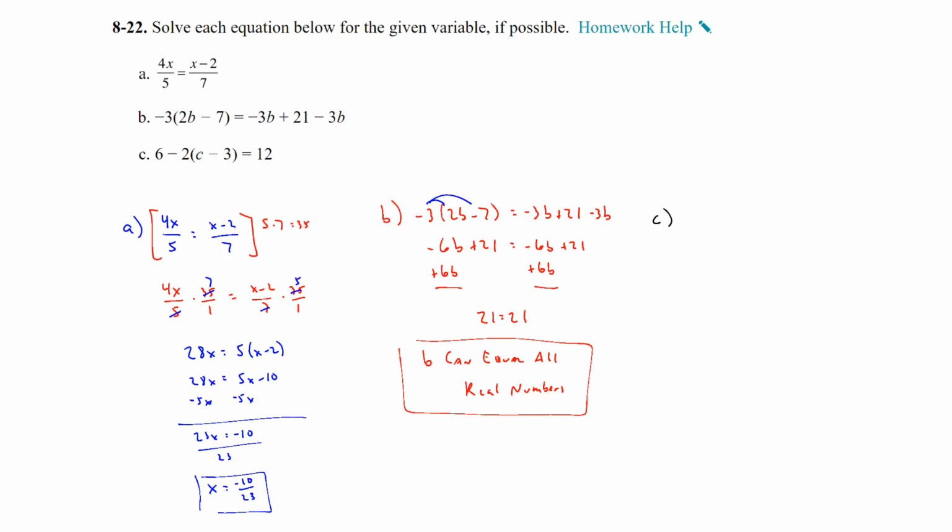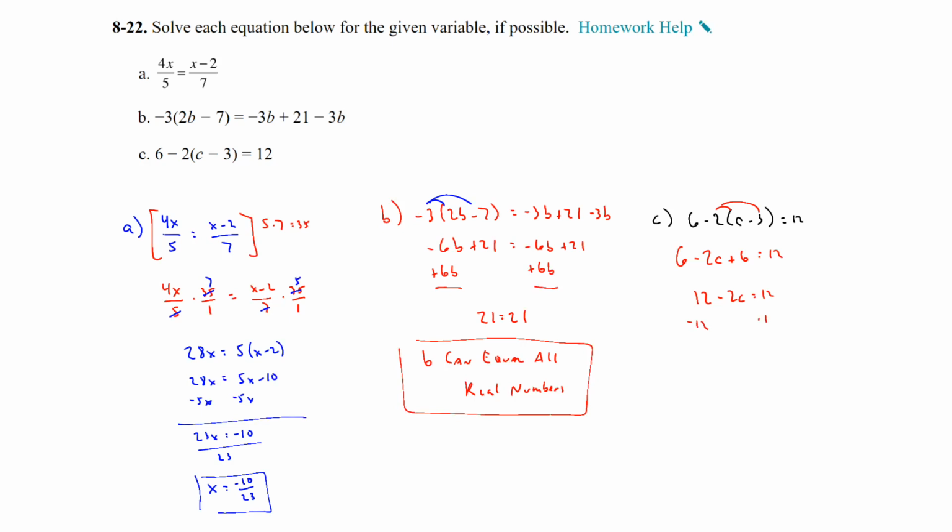All right, and for part C, 6 minus 2 times the quantity C minus 3 is equal to 12. So we do need to distribute. We can't take the 6 minus 2. We have to do multiplication first. So that's 6 minus 2C plus 6 equals 12. And then negative 2 times negative 3. We can combine our like terms, and it looks like we'll get 12 minus 2c equals 12.